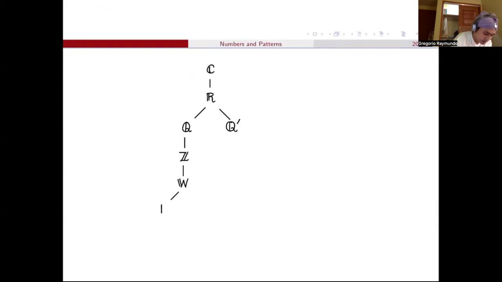Natural number, and the set containing zero. So, yun yung hierarchy ng decimal number system, ng complex number system. So, ito yung family tree or a snapshot of their family tree. Okay.